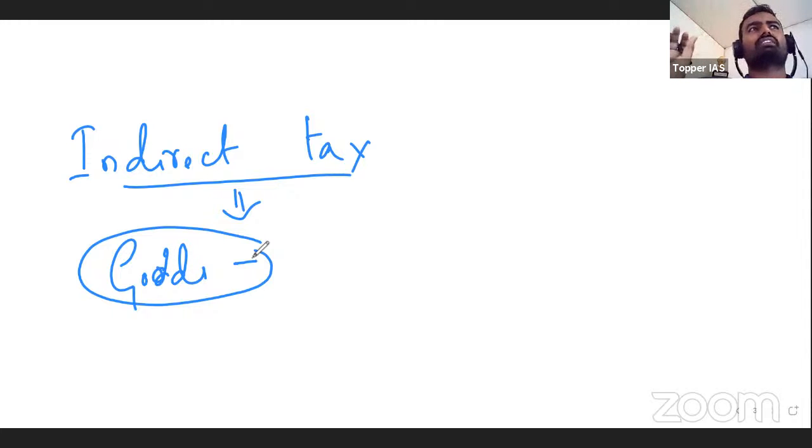Remember the broad areas. So why should we be concerned when there is a fall in GST revenue? Because all these things will be impacted. Government's ability to fund all those schemes will be impacted. That is why we should be concerned.